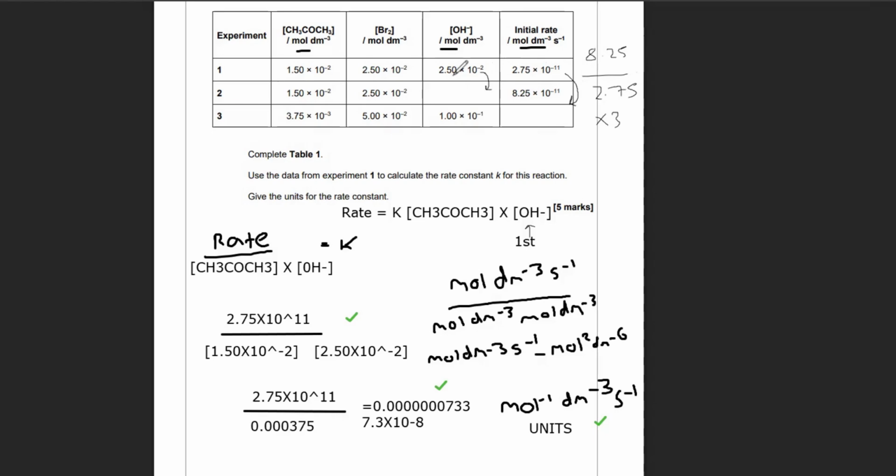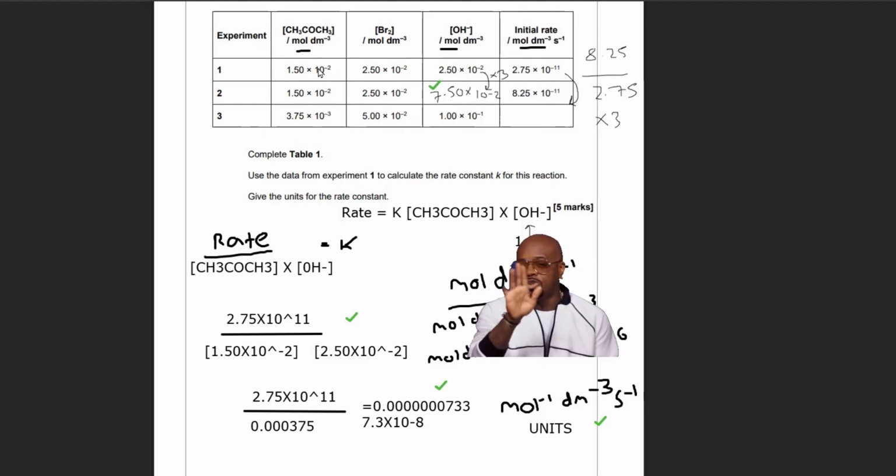So you're going to do 2.5 times 10 to the minus 2. You're also going to multiply that by 3, and you're going to get 7.50 times 10 to the minus 2. Now that's going to get you another mark. And then we're going to look down here at experiment 3, and we're going to say, well, what has happened to the rate? Well, let's check it out.